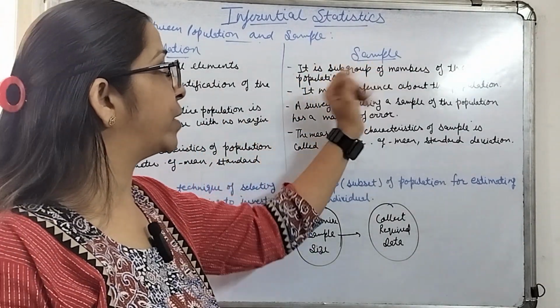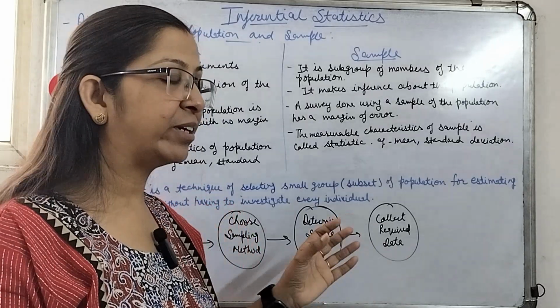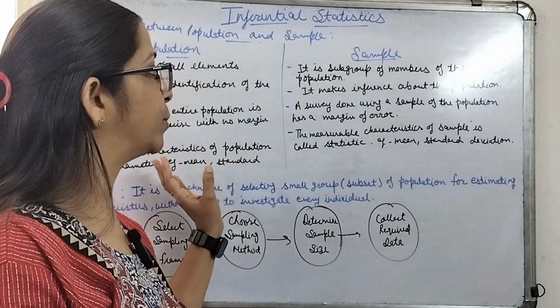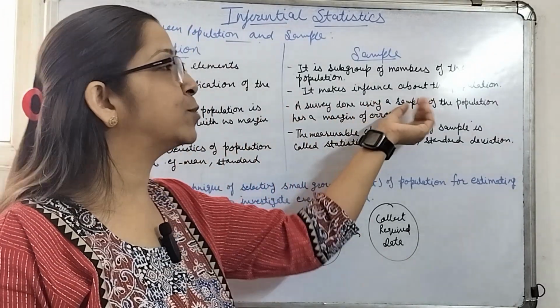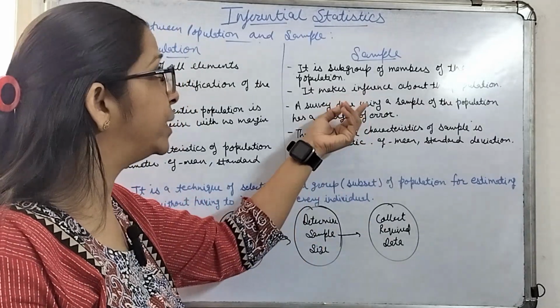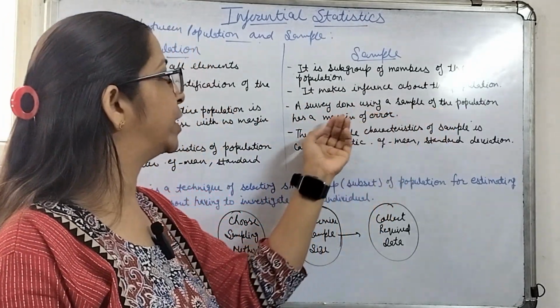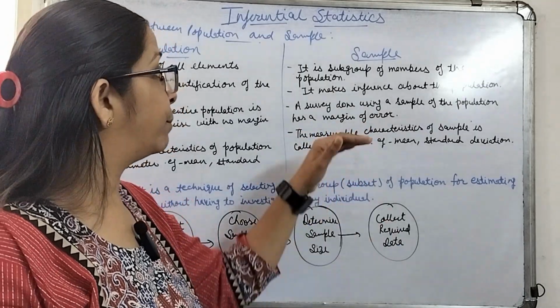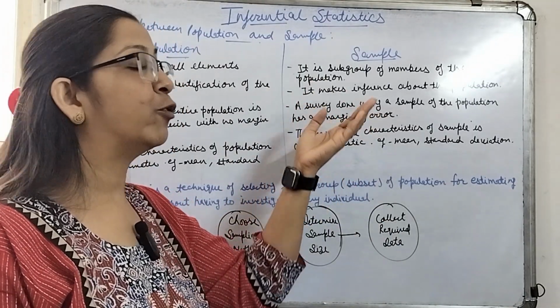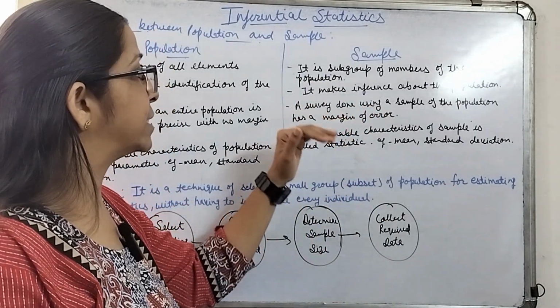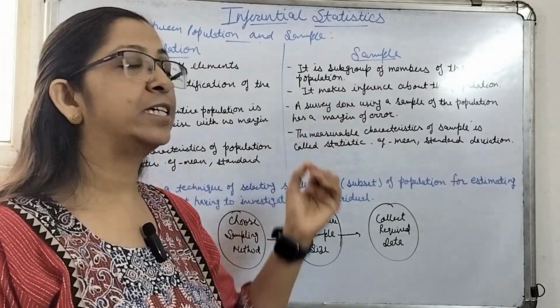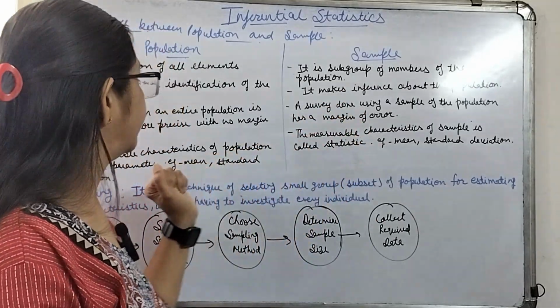But there is a chance of error in the case of a sample, because we have taken only a few members from the population and we are conducting our experiments on that sample. So there could be error. A survey done using a sample of the population has a margin of error. But it again depends upon the sampling, how we have taken the sample. If we have taken the sample precisely, then there is less chance of error.